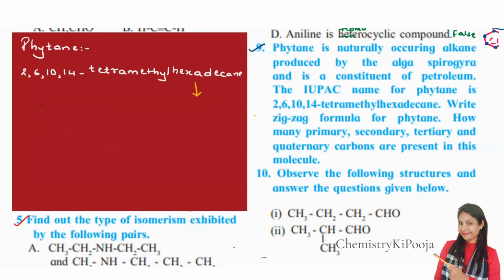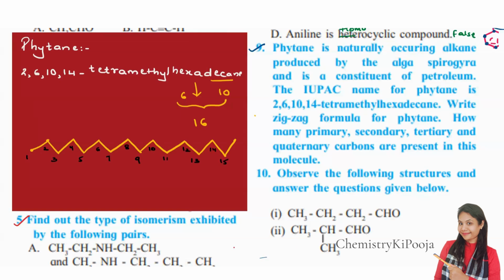So hexadecane is basically, deca is 10 and hexa is 6. So basically I'm going to write down how many carbons? 16 carbons, right? So this is 1, 2, 3, 4, 5, 6, 7, 8, 9, 10, 11, 12, 13, 14, 15 and 16. Let us quickly write down the numbering and check whether we have written it correctly.